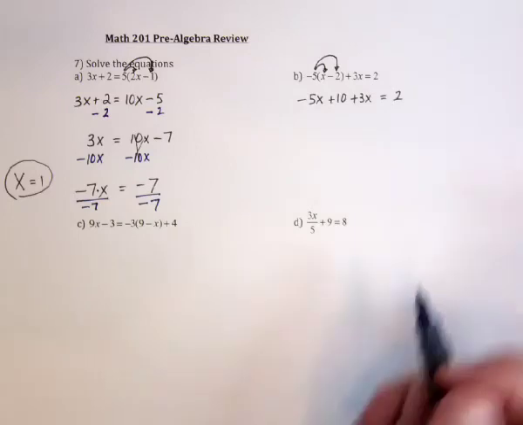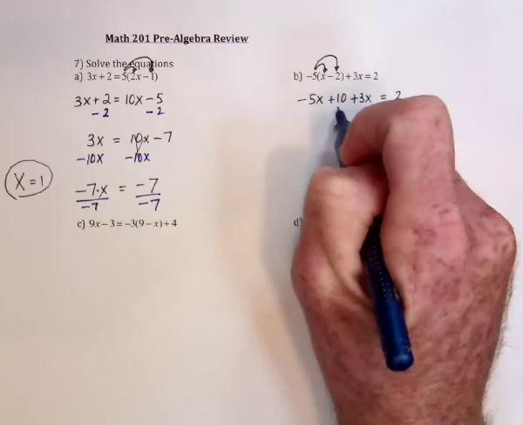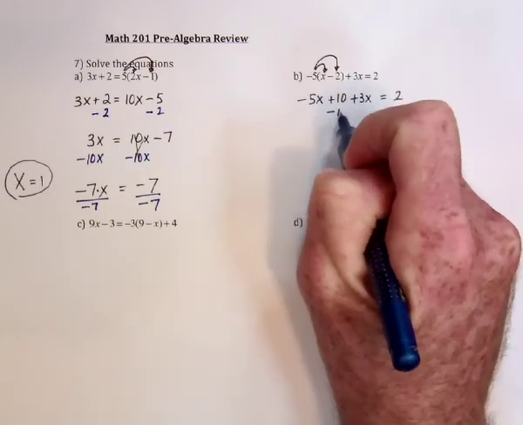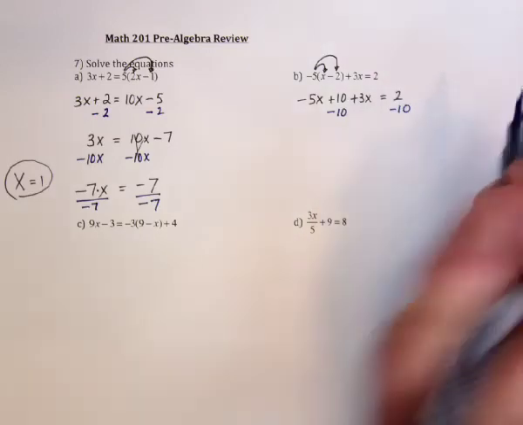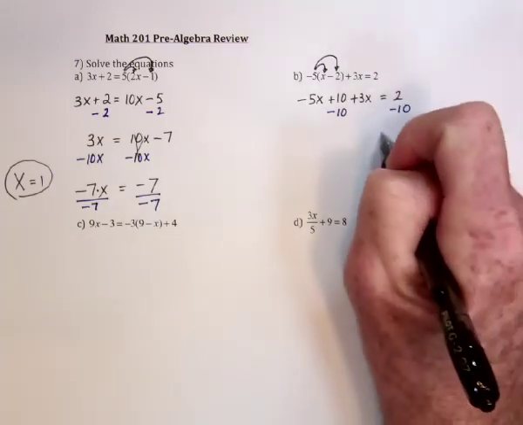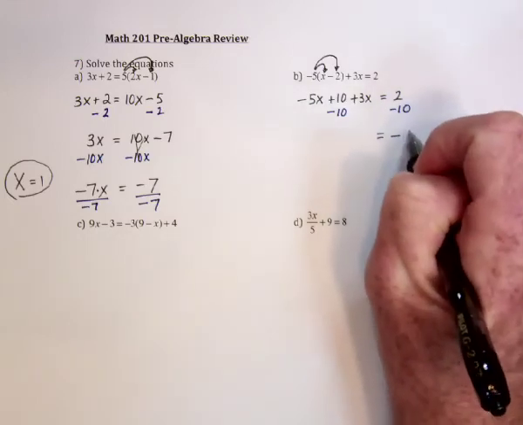Okay, then what I'm going to do is move the numbers to the right-hand side. So I'm going to get rid of this 10. I'll cancel it by subtracting 10. Do the same thing on both sides. So let's see, on the right hand side there's a 2 minus 10, that means it's negative 8.